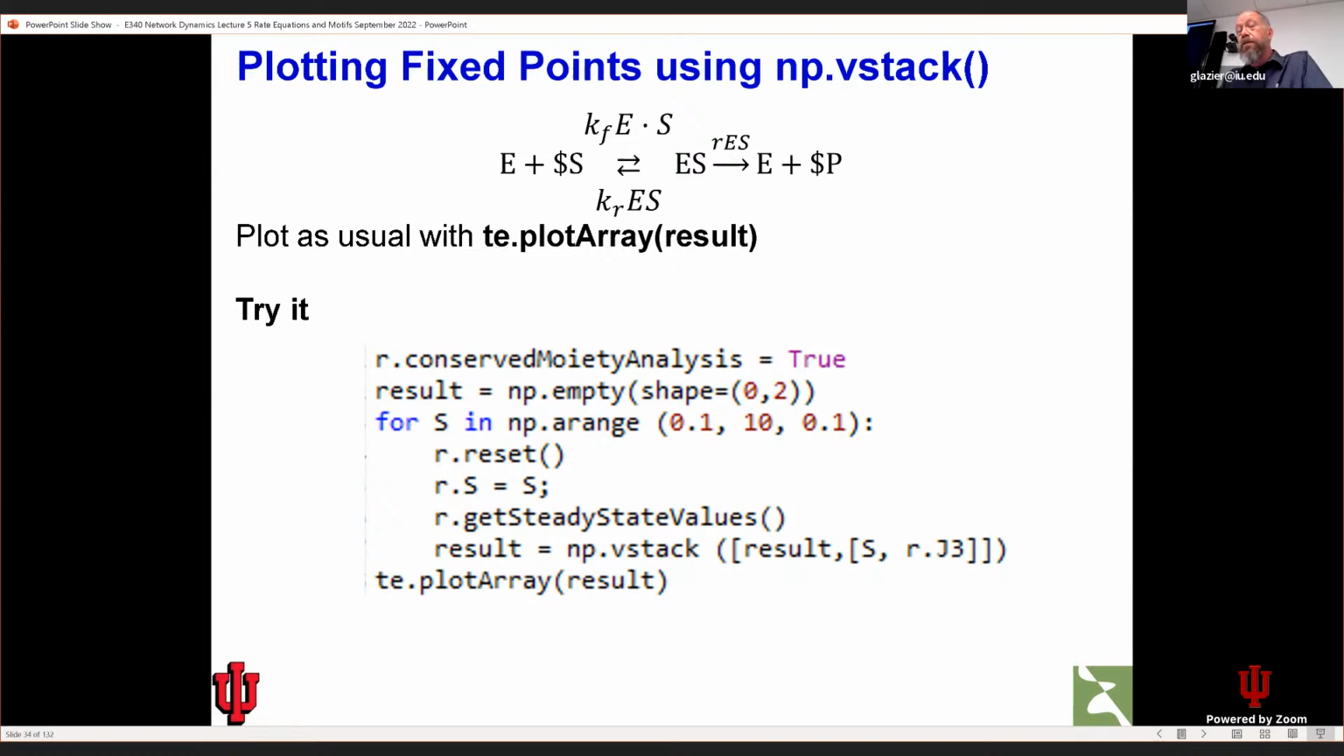So take the code you've written to define the simulation. That r.conservedMoietyAnalysis shouldn't be needed anymore. The r.getSteadyStateValues, I asked you to use that in the homework, and somewhat to my surprise, it worked in that homework problem. I will warn you that pretty often that getSteadyStateValues fails. And if it does, just run the simulation for a long time and use the value at the end of the simulation. You shouldn't need the conserved moiety analysis anymore.